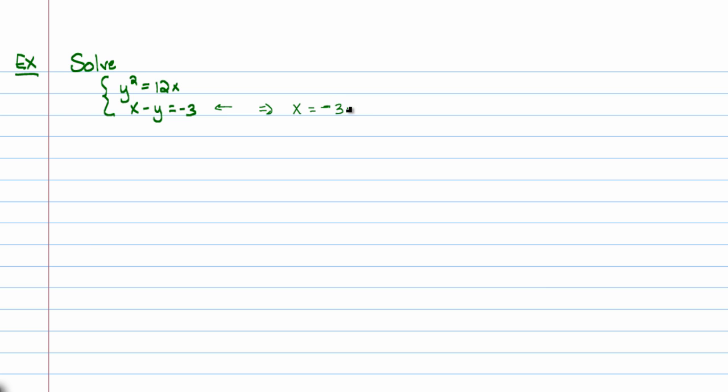I'll write that as negative 3 plus y. So I happen to know that x is negative 3 plus y, and I'm going to take that value of x and substitute it into the other equation. Again, using the substitution method for solving systems of equations here. So that first equation becomes y squared is equal to 12 times negative 3 plus y. Now we'll solve this equation by distributing the 12.